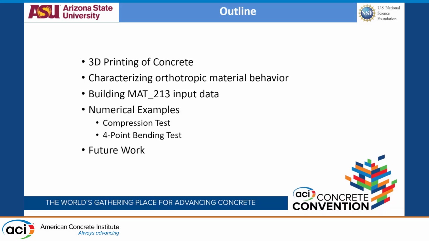So I'll start with a general introduction of what 3D printed concrete is. Then I'll talk about why and how orthotropic and anisotropic natures in printed elements come out. I'll then talk about how we can use one of the material cards, MAT 213, that's built with OSU, Arizona State University being there. It's implemented in LS-DYNA right now, so all my modeling will be based on LS-DYNA. And then I'll talk about some numerical examples, compression test and 4-point bending test, and I'll talk to you briefly about what could be the future use of all this work that I'm presenting to you today.